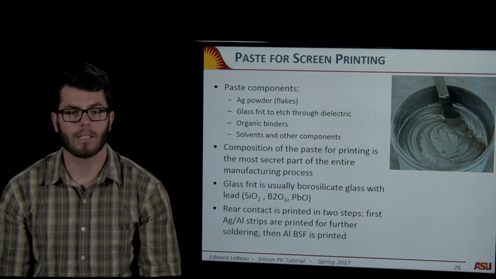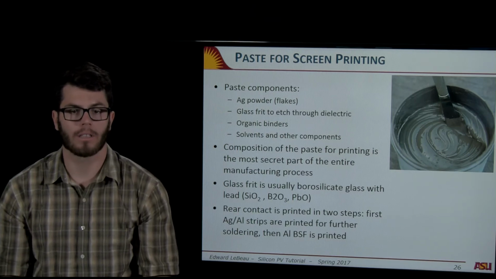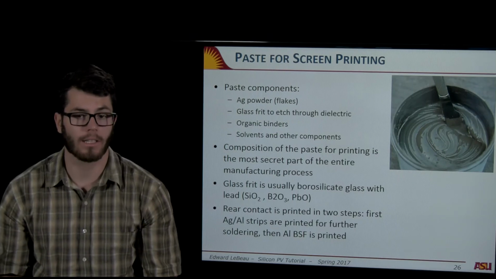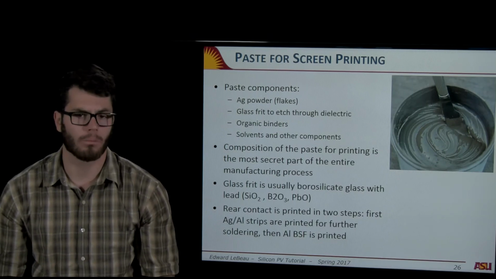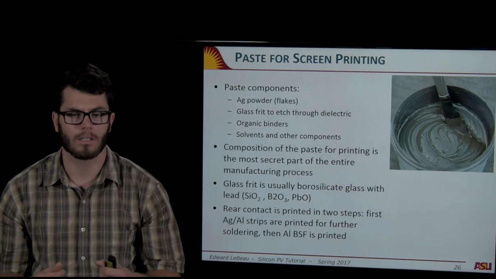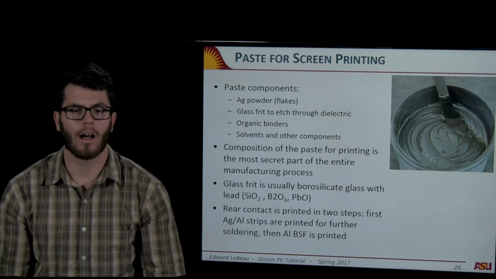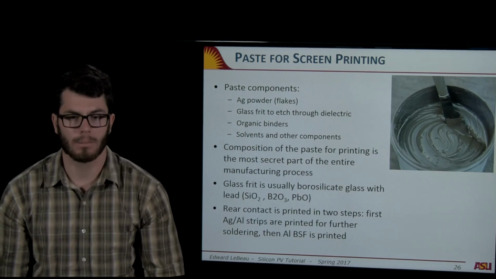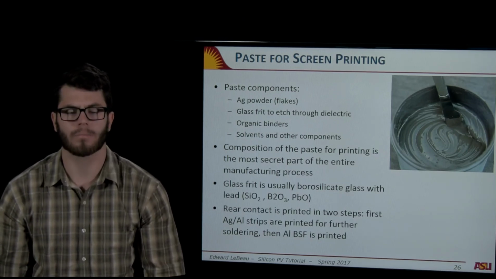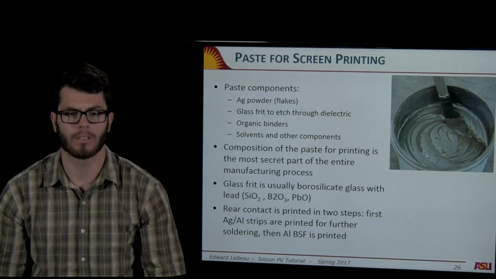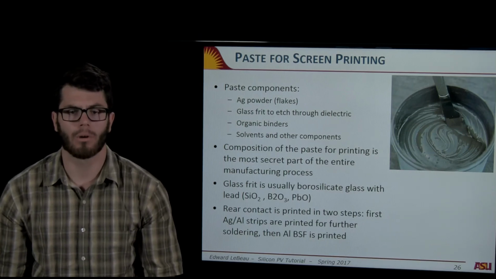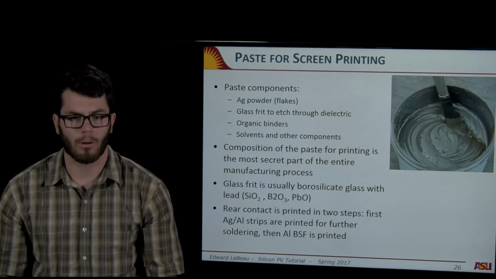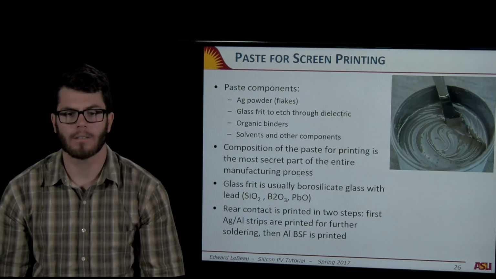So the paste, at least for the front, is silver, and there's a thing called a glass frit, and that exists to etch through the dielectric, which is the silicon nitride, the anti-reflective coating. And then there's some organic binders and some solvents to provide the correct consistency. Usually companies don't want people to know their glass frit exactly, because it's kind of a trade secret and an important discovery for that company. But it's usually a borosilicate glass with some lead. So also, if you're ever working with silver paste, remember it most often has some lead in it.